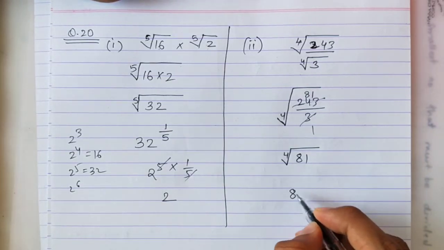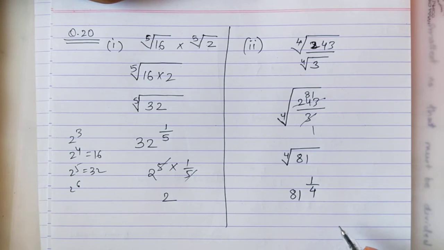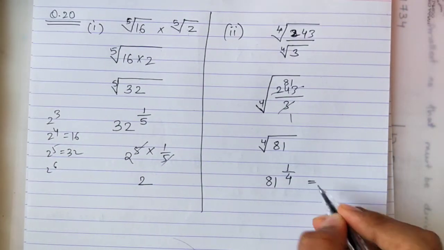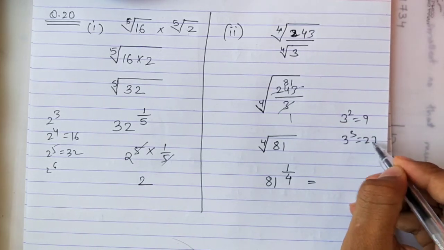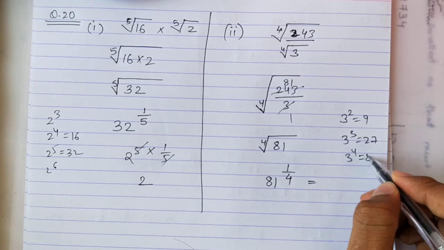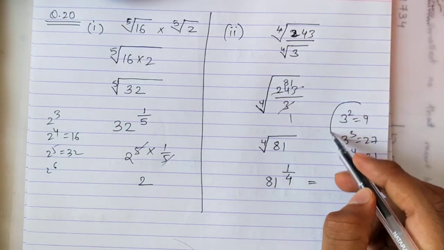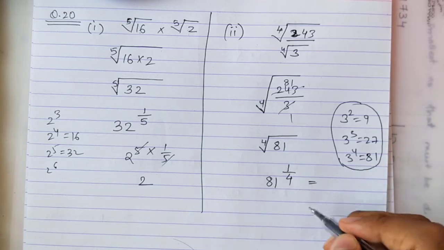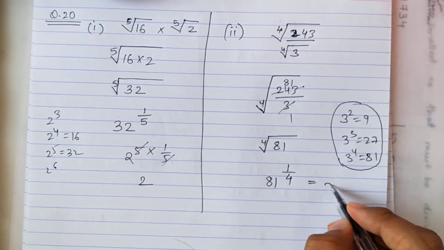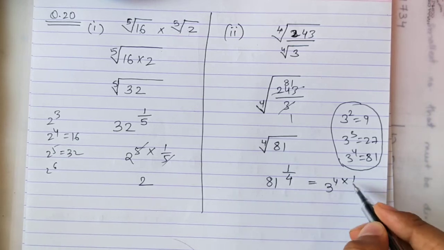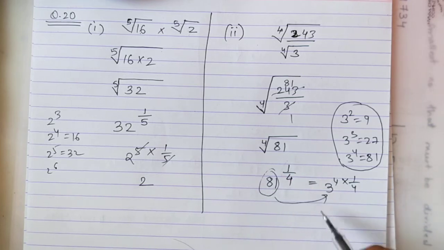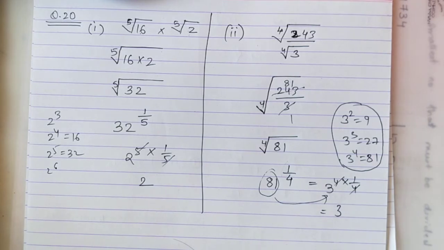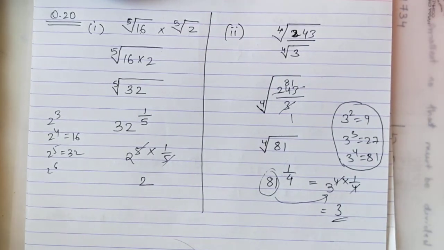Fourth root means 81 raised to 1 upon 4. And this 81, see, 3 square is 9, 3 cube is 27, and 3 raised to 4 is 81. You must remember these values. This will help you in indices as well as in this chapter. So 81 can be written as 3 raised to 4 into 1 upon 4. This 1 upon 4 will come as it is here. In the place of 81, I wrote 3 raised to 4. So this 4 got cancelled. My answer is 3. Basic simplification.